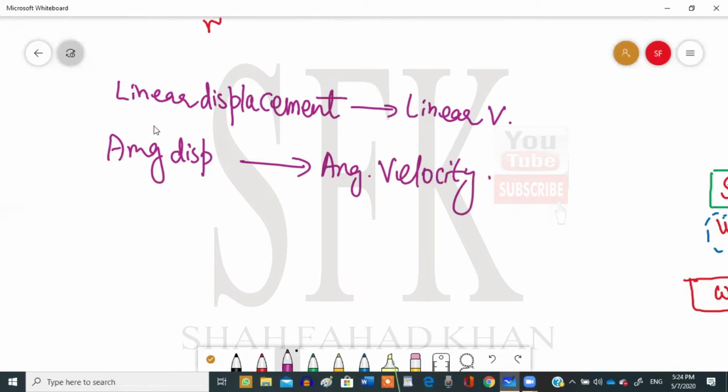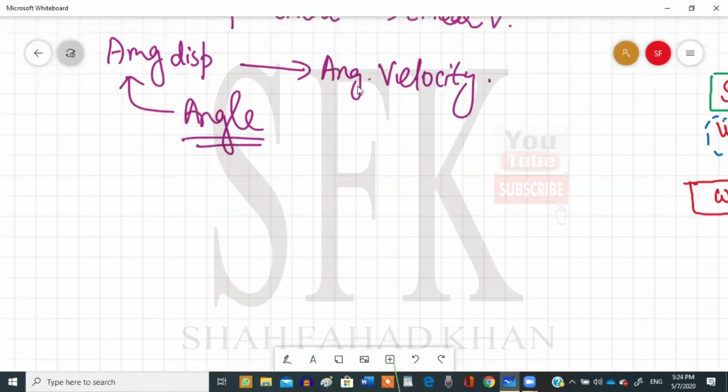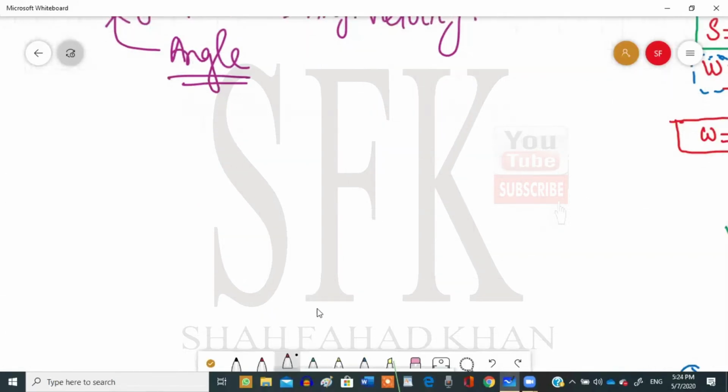Or you could just say that angular displacement is the angle made, or covered, at the center of the circle. Okay, now let me test you guys a bit.